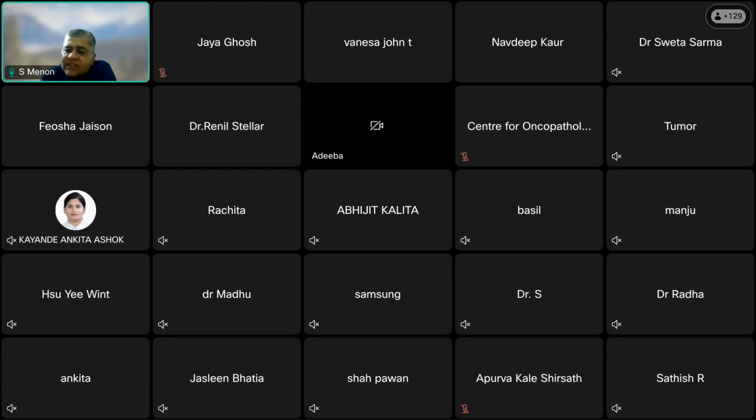PAX8 positive, generally small cell is not PAX8 positive. P53 can be mutated.